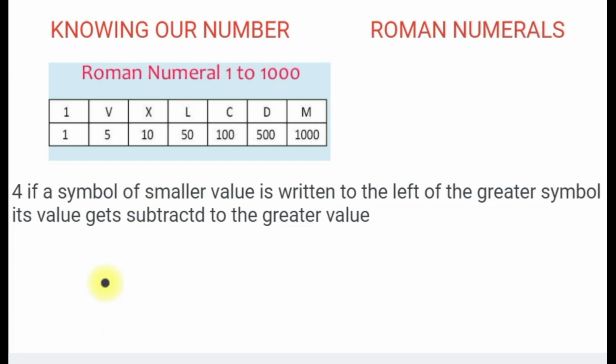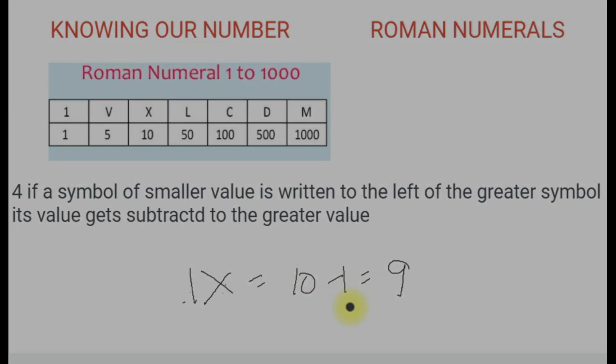Next, if a symbol of a smaller value is written to the left of a greater symbol, its value gets subtracted from the greater value. Means like this. I is smaller than X. So we will subtract it from this greater value. We will write 10 minus 1 and we get 9.